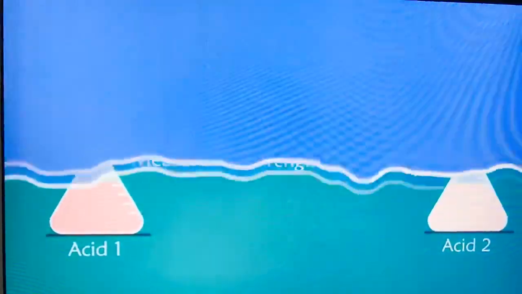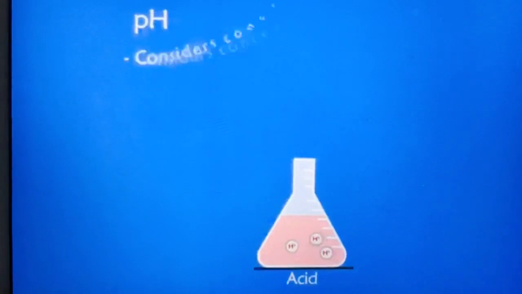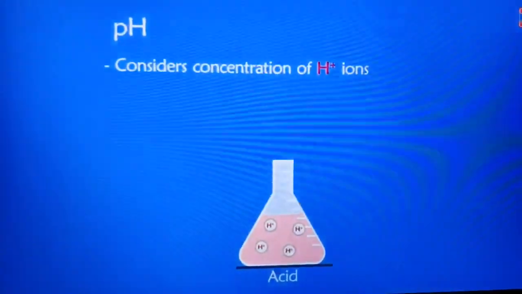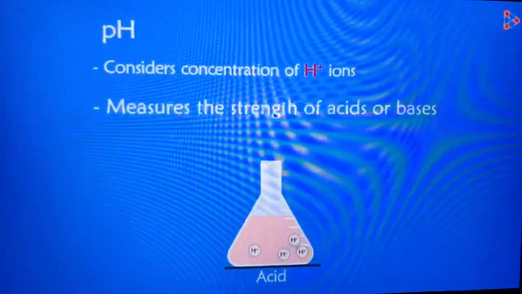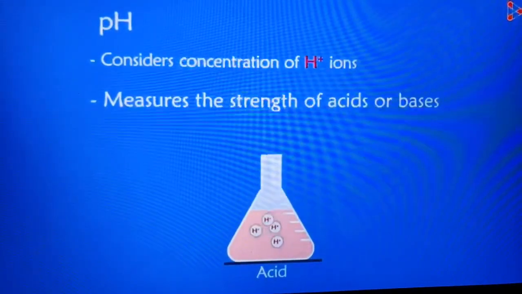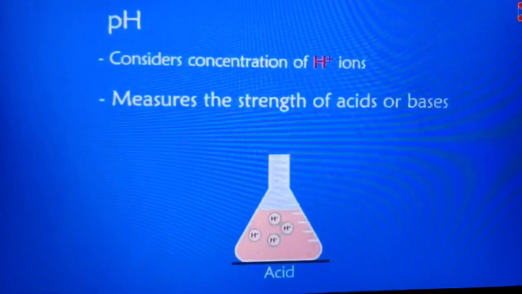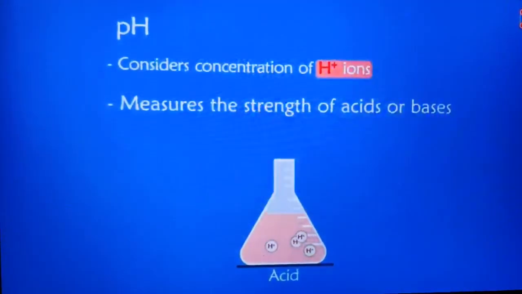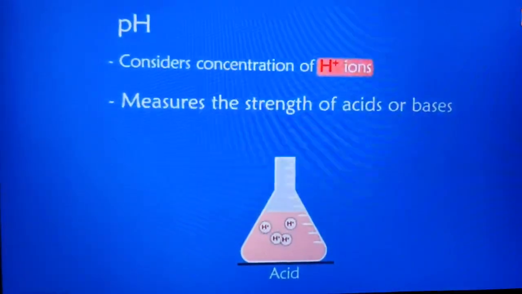How does it do that? The pH takes into account the concentration of H+ ions in the solution. Yes, the pH measures the strength of acids and bases. But you'd probably be thinking that if pH only considers the concentration of H+ ions, how can it tell us how strong a base is?